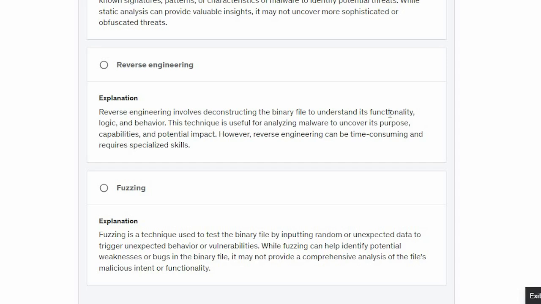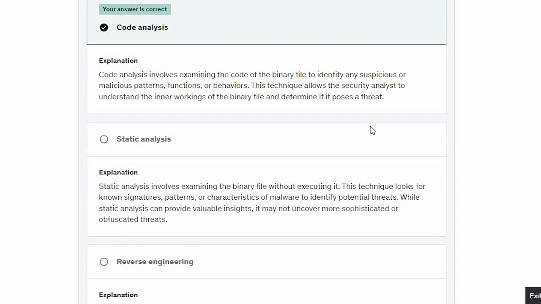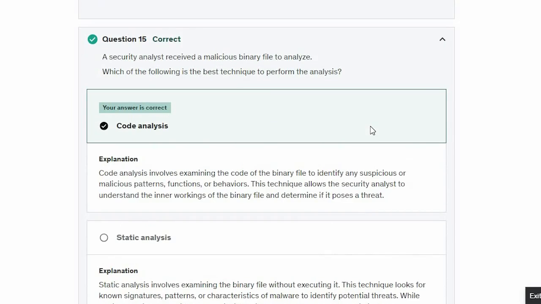Fuzzing. Fuzzing is a technique used to test the binary file by inputting random or unexpected data to trigger unexpected behavior or vulnerabilities. While fuzzing can help identify potential weaknesses or bugs in the binary file, it may not provide a comprehensive analysis of the file's malicious intent or functionality. Fuzzing also is not the correct answer for this scenario. The only correct answer for the scenario is code analysis.